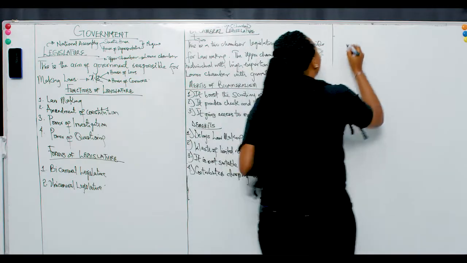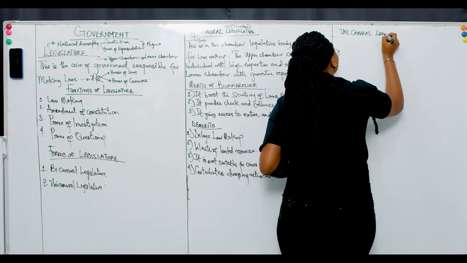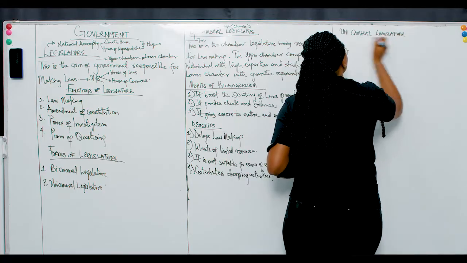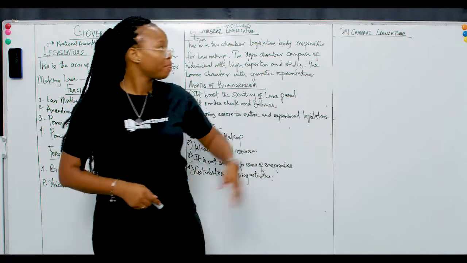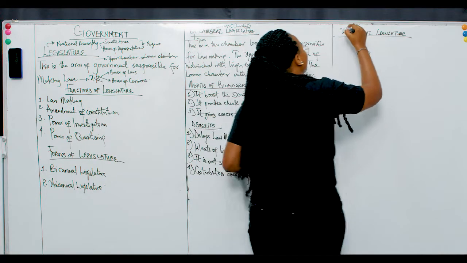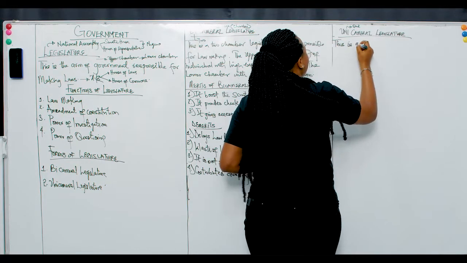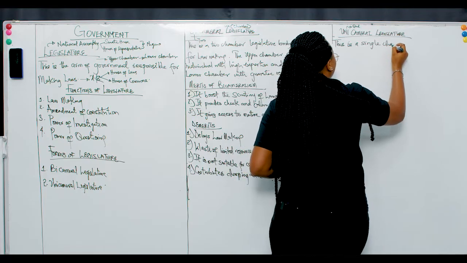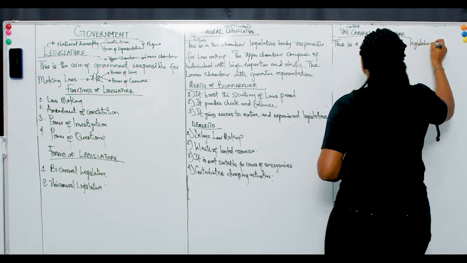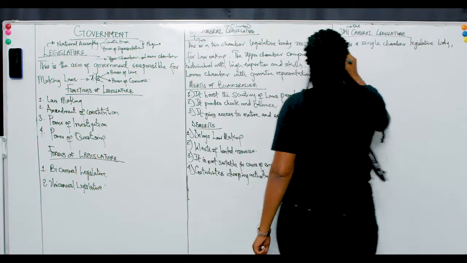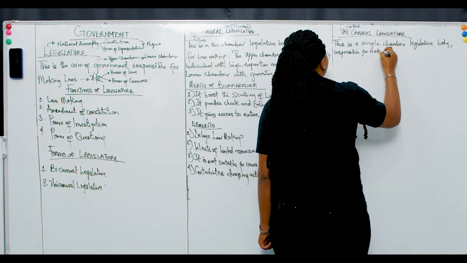We have the unicameral legislature. Recall we said bicameralism came from Greek words bi and camera, meaning two and chamber. Uni obviously means one, and cameral still remains chamber. So we thus can define this as a single chamber legislative body responsible for making laws.